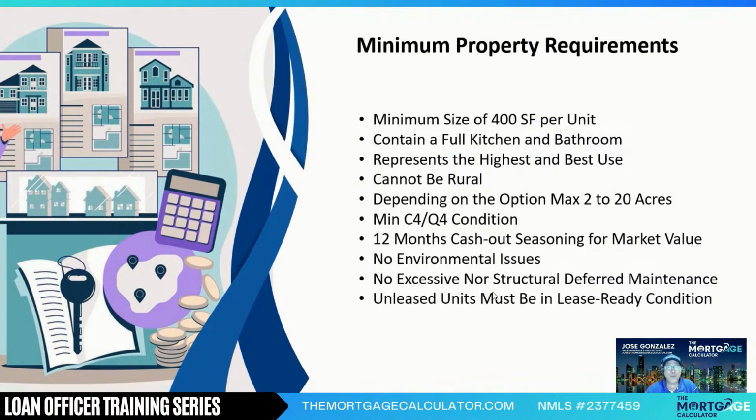Minimum C4 or Q4 condition. In other words, if it's C5 or Q5, it's a no-go. Minimum 12 months cash out seasoning for market value. That's a little bit different than our regular DSCR. The property cannot have any environmental issues. No excessive nor structural deferred maintenance.